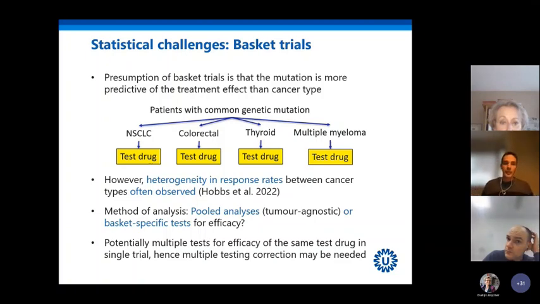So here the debate is often whether we should do a pooled analysis and look at a tumor agnostic evaluation, ignoring the cancer type and making a statement about the targeted therapy across all cancer types, or perform separate tests for efficacy in each of the baskets. Now, if we do the latter, then of course we do multiple tests regarding the same test drug in the same trial, and then we need to account for the multiple testing and do a correction.